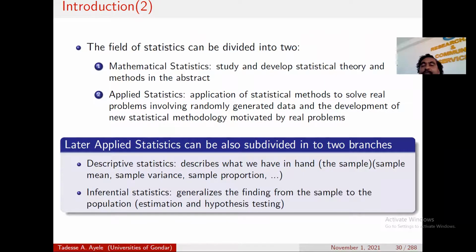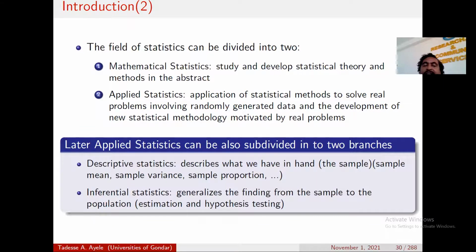With regard to the procedure, or with regard to the classification, the division, we can divide statistics into two: mathematical statistics and applied statistics. The mathematical statistics one is about development of theory, statistical theory, whereas the applied statistics one is all about application of statistical methods to solve real problems involving randomly generated data, and then development of new statistical models motivated by real problems.